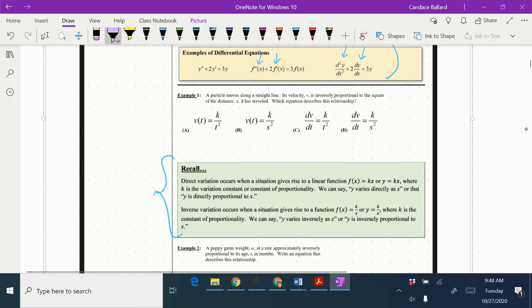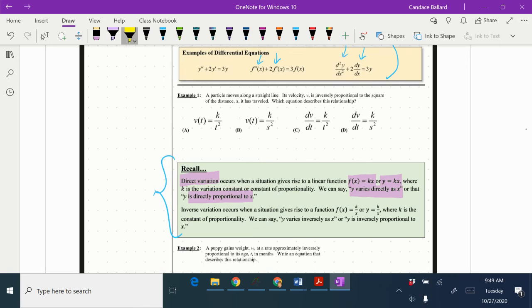Direct variation occurs when a situation gives rise to a linear function. Notice what the function looks like: y equals, or f of x equals, k times x, where k is the variation or constant of proportionality. We say that y varies directly as x, or that y is directly proportional to x.